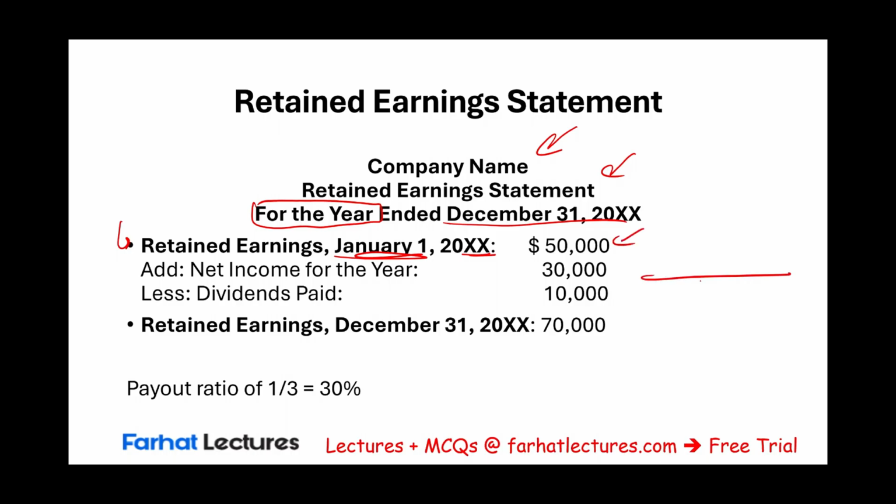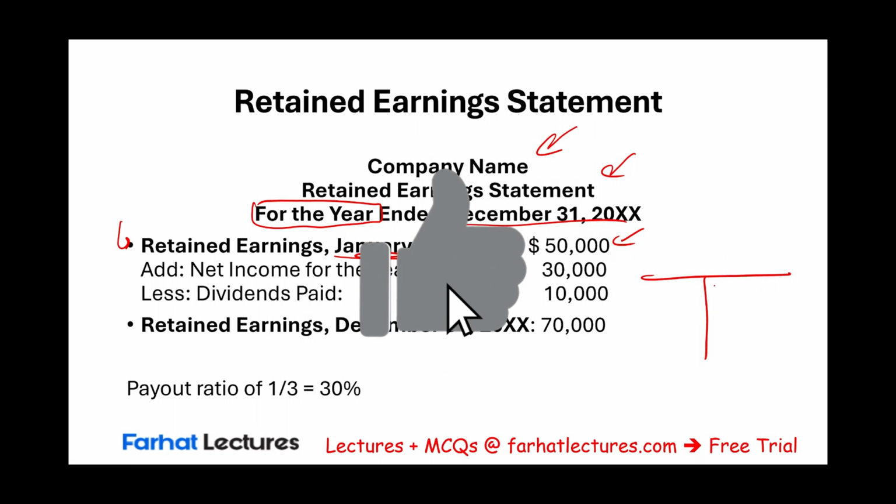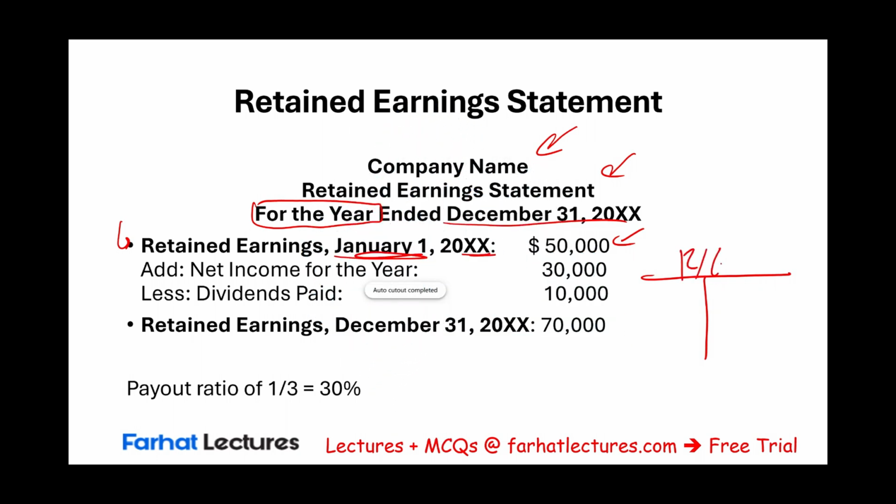So if we're looking at a T account, let me show you the T account. So this is the retained earnings, and we have $50,000. Now the company generated $30,000. $30,000 would increase retained earnings; net income would increase retained earnings.